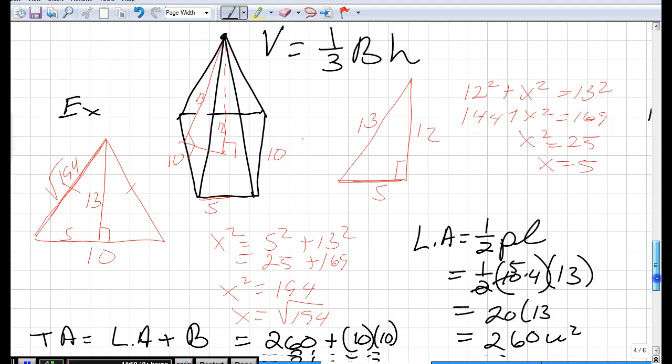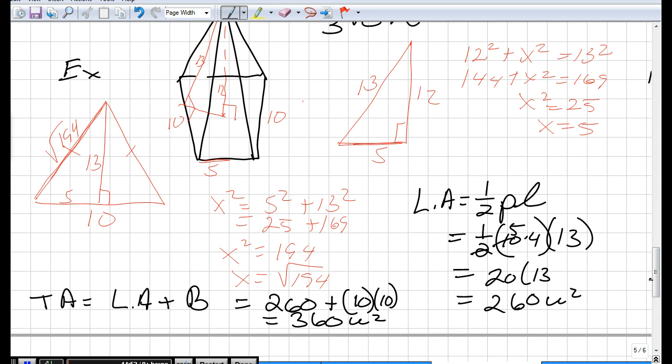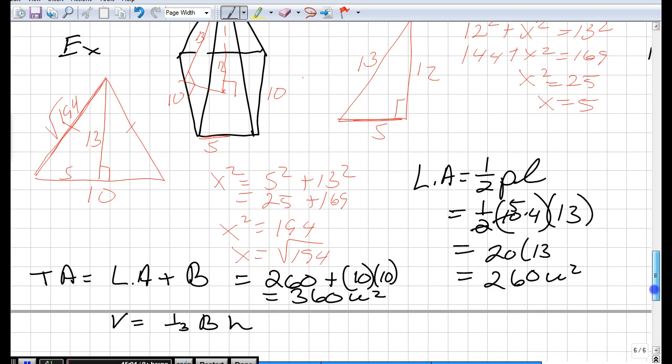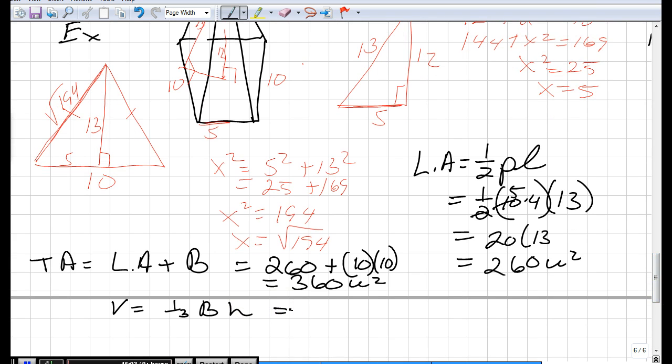And now let's find the volume. So remember that the volume is 1/3 the base area times the height. And this is the height of the pyramid, so it's 1/3 base area, which was 100, times the height, which is 12. So 3 goes into 12 4 times, so this is 400 units cubed. So the volume is 400 units cubed.